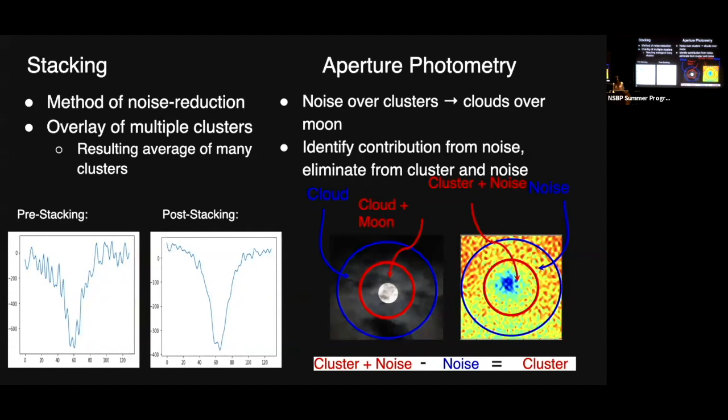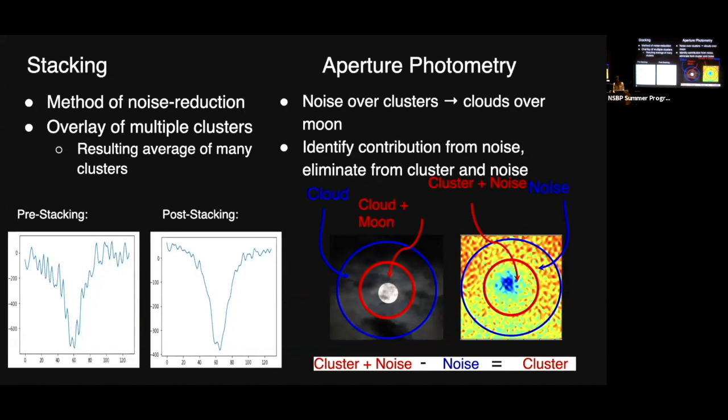If you could get the average value within that ring and the average value within that circle and subtract their difference, you've basically isolated the contribution from the moon. And that's analogous to what I've been doing with the clusters and noise. So I take this aperture and I get this average noise value, get this average cluster plus noise value, and take their difference: cluster plus noise minus noise equals cluster.